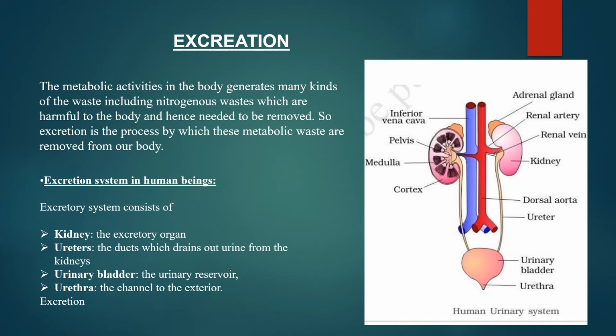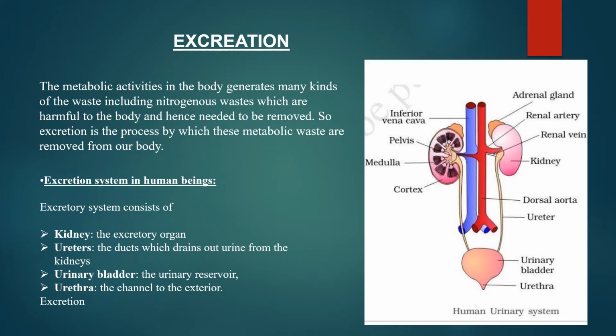We have already discussed how organisms get rid of the gaseous waste generated during respiration. Now, some other metabolic activities in our body generate many kinds of waste, including nitrogen waste, which are harmful to our body and hence need to be removed. So, excretion is the process by which these metabolic wastes are removed from our body.